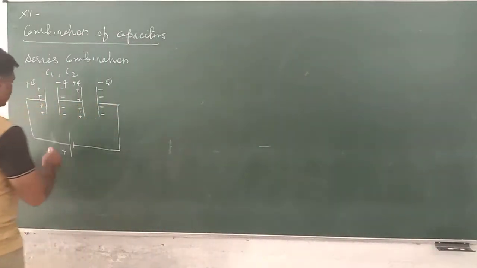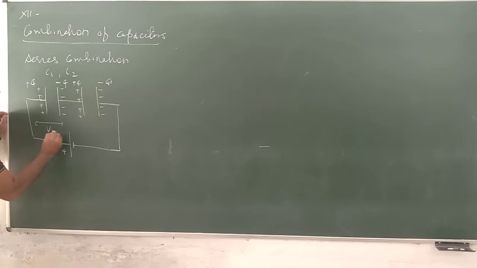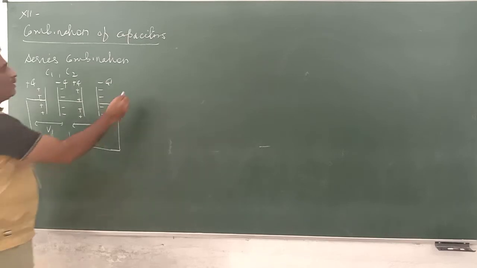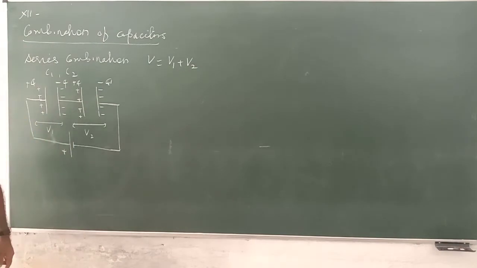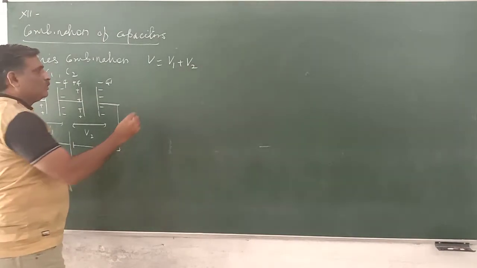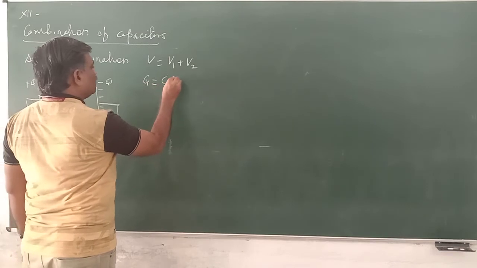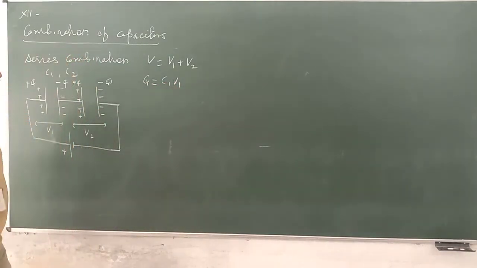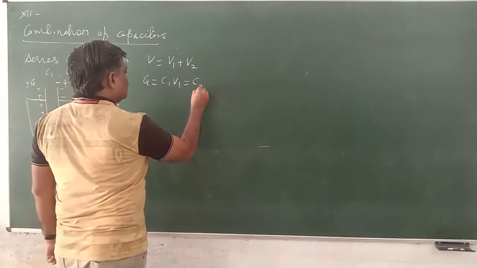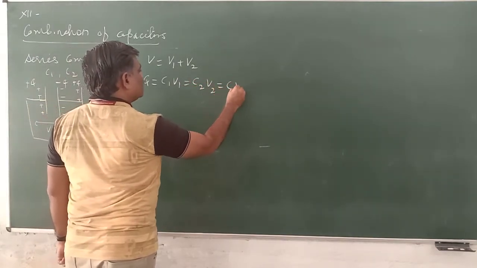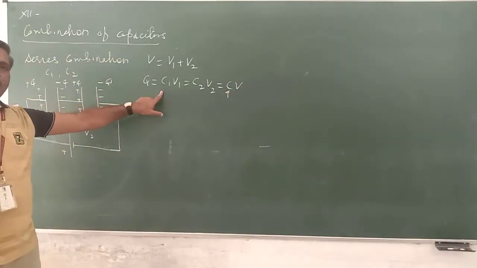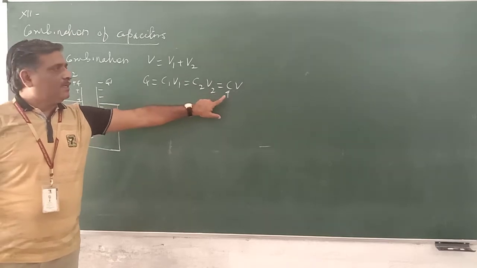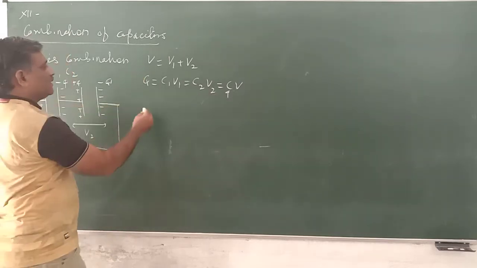Up to this one it is V1, up to this it is V2, and then we get the relation V = V1 + V2. Charge is the same, so Q = C1V1, which is also equal to C2V2, which is also equal to CV, where C is the effective capacitance of both, C1 is the capacitance of the first and C2 of the second.